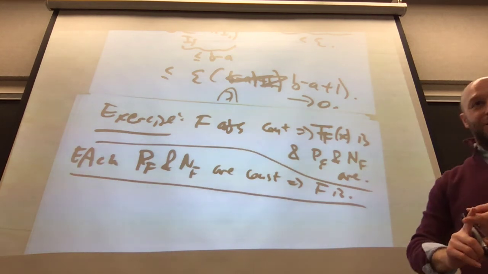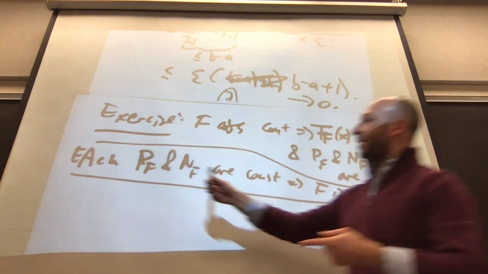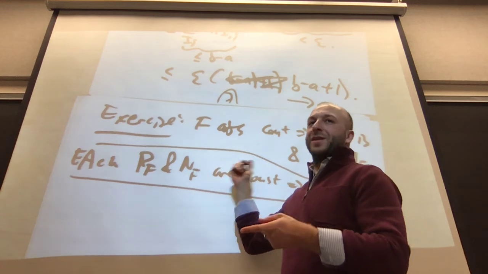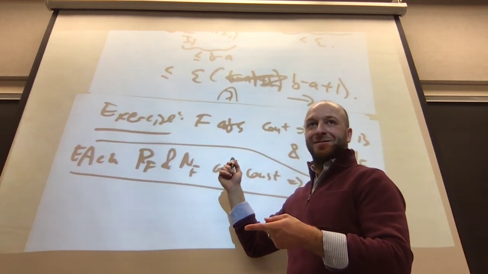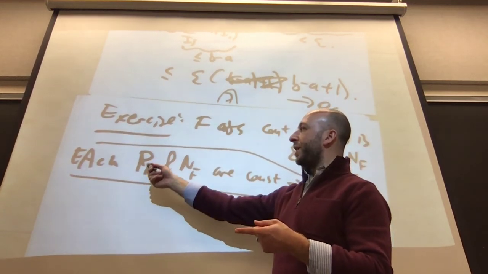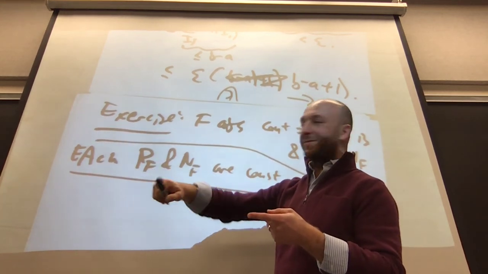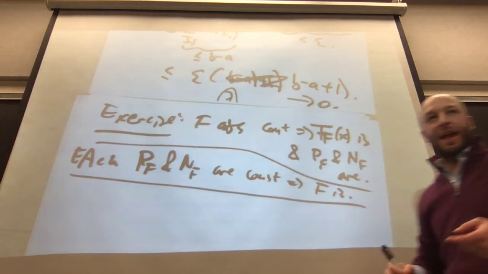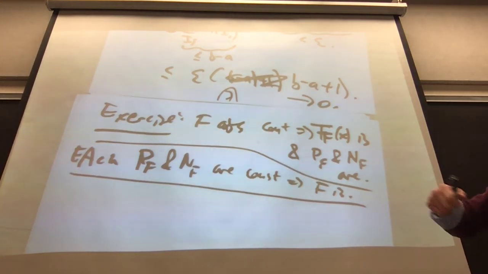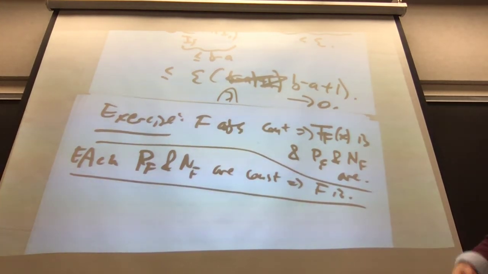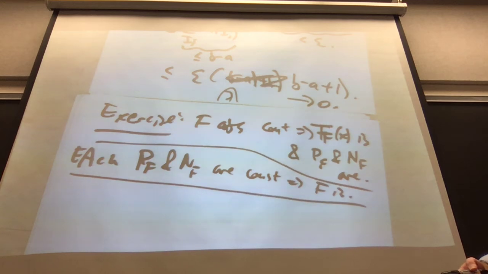So start with an absolutely continuous function. Write it as positive variation minus negative variation plus a constant. Prove that each of these has no variation. The value at a is the same as the value at b, and they're increasing. So they're constants, so the whole thing is constant.